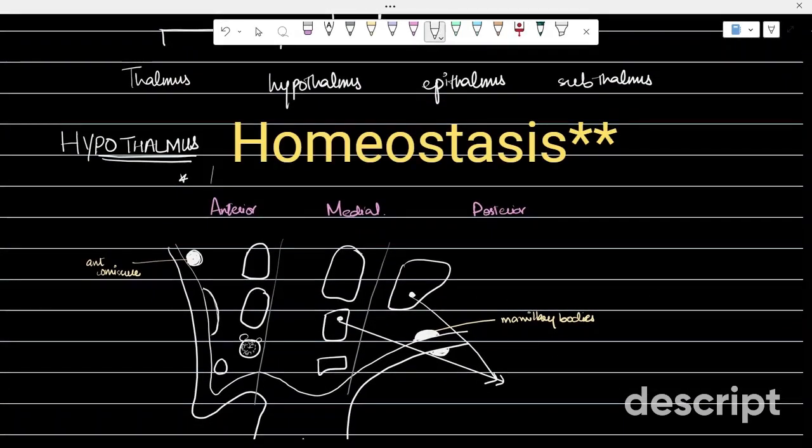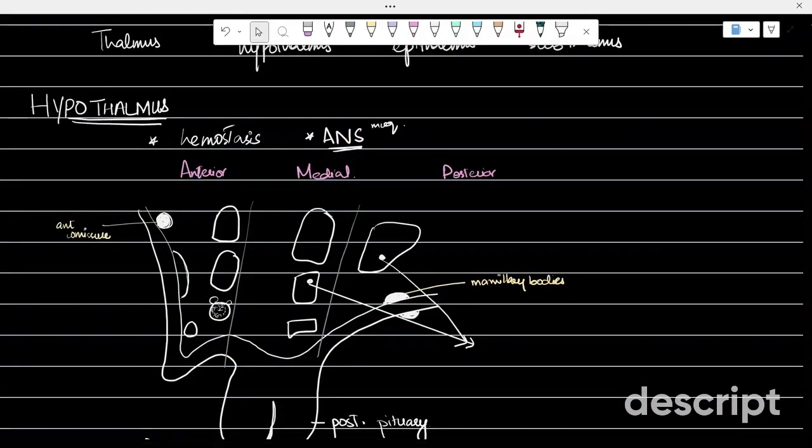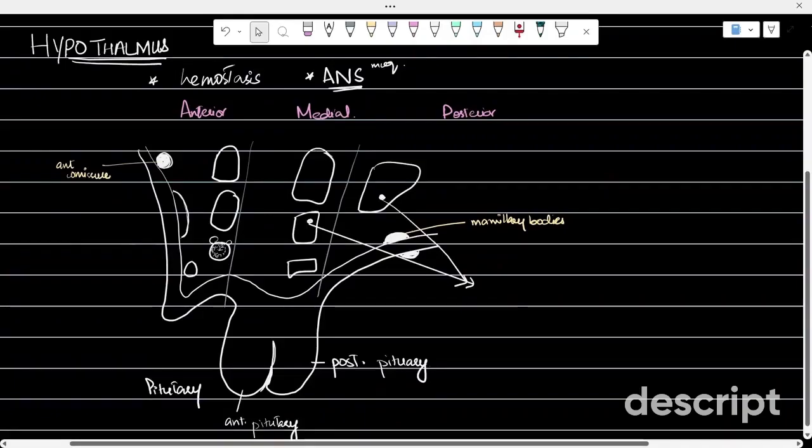So hypothalamus is basically responsible for homeostasis in our body. And there's an MCQ asking, what is the main regulator of ANS, the autonomic nervous system? That will be hypothalamus. Now it maintains the homeostasis by regulating the thirst and water balance. It also regulates the temperature, the hunger, and sexual urges.